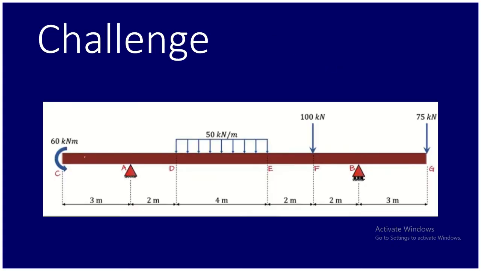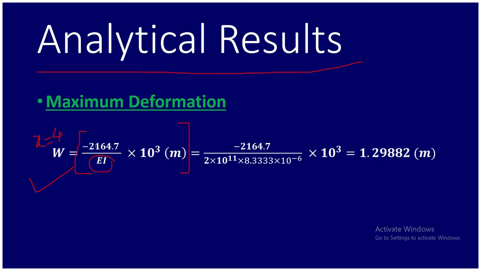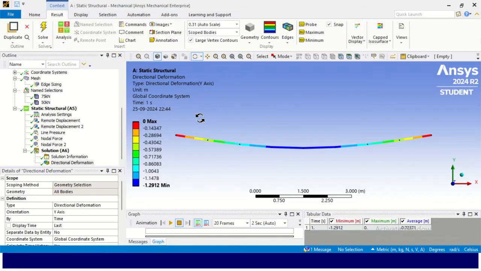So we have the value of this, minus 2164.7 divided by EI, into 10 raised to the power 3 meters. If you do the calculation, E is this, I is this, and into 10 raised to the power 3, you'll get the analytical result 1.29. This will be minus, as this value is minus. So this is minus 1.29882, and we have the result of 1.2912. So we got an approximate result.